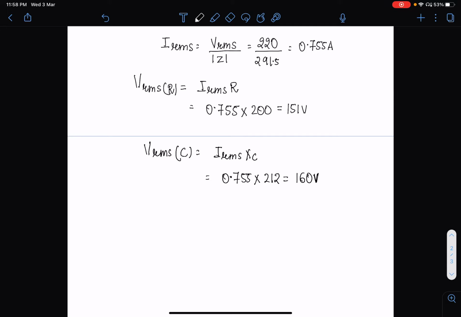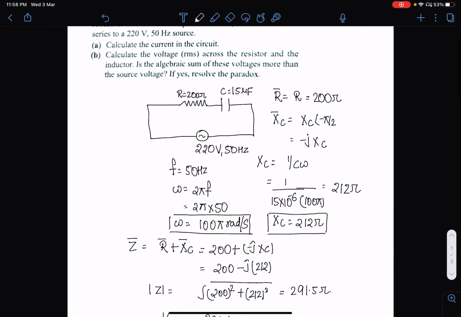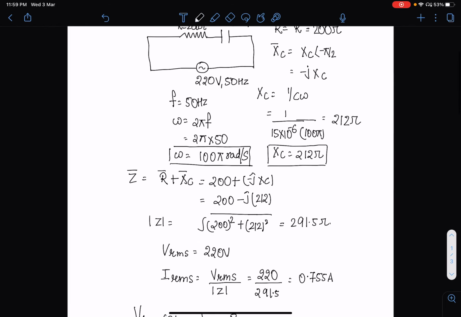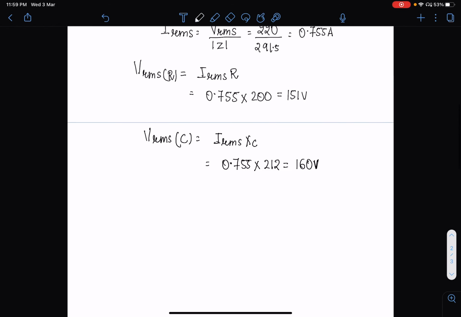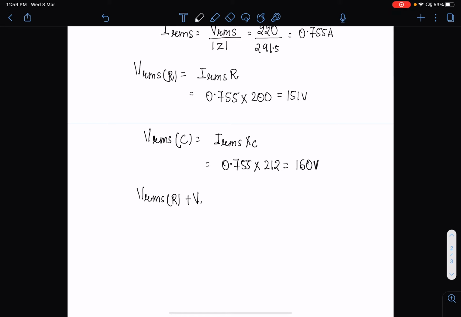160 volt. Now the last part of this question, if you just observe here, it is given: is the algebraic sum of these voltages more than the source voltage? If yes, resolve the paradox. So we have to find the algebraic sum. If you do the algebraic addition, if you add VRMS across the resistance plus VRMS across the capacitor, simple algebraic addition, it is 151 plus 160, which will be equal to 311 volt.